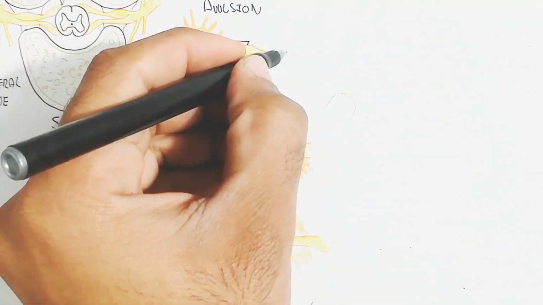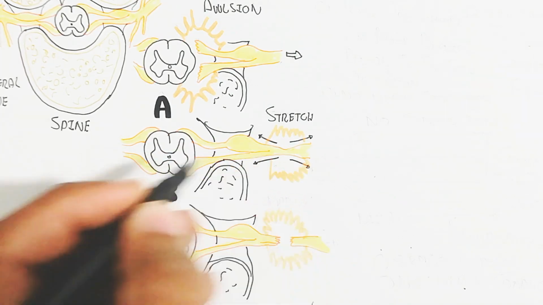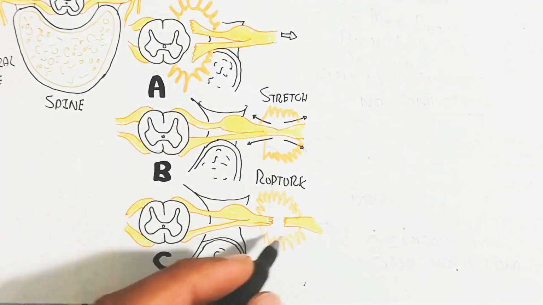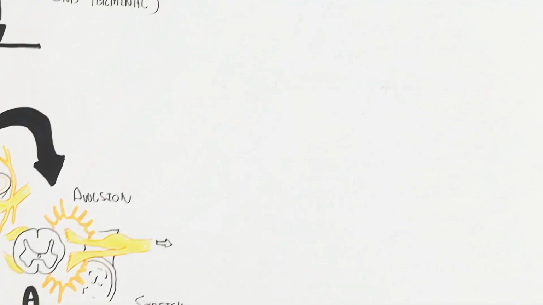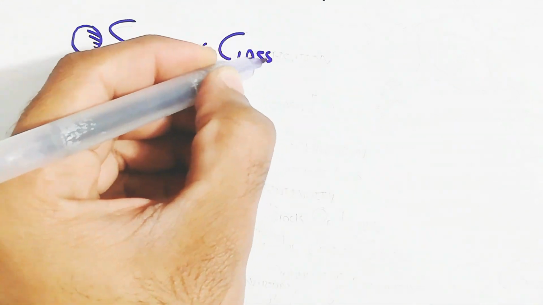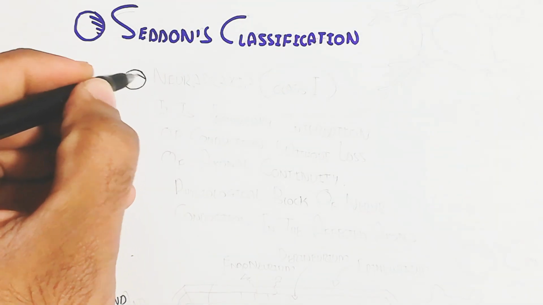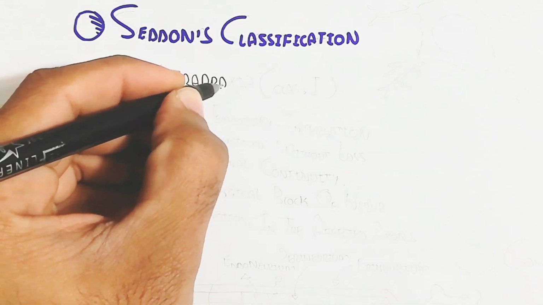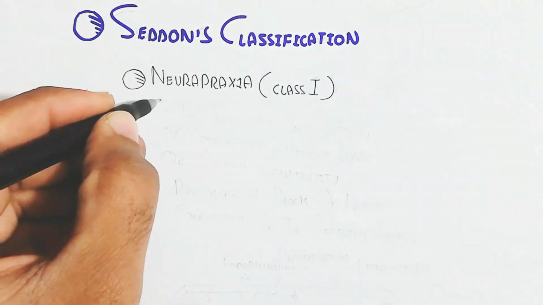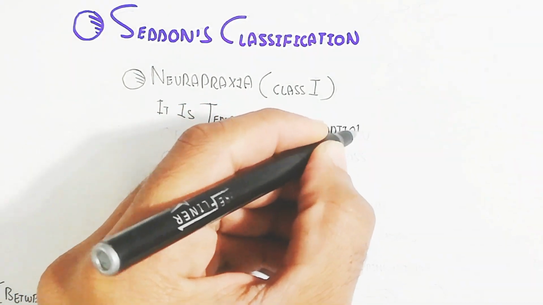In this way you can see this is the avulsion: the peripheral nerve detaches from the spinal cord, while the other types are stretch and rupture. Rupture means breakdown, and stretch means damage through stretching. Let's begin to understand the Seddon's classification, for a better understanding of how the injury can occur and why the classification is important.